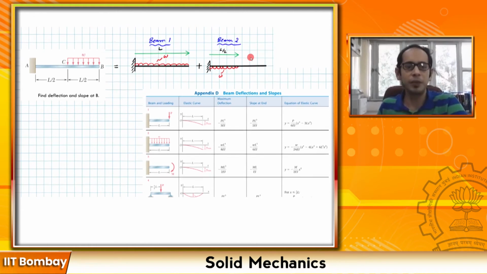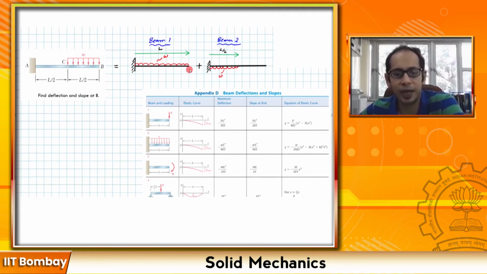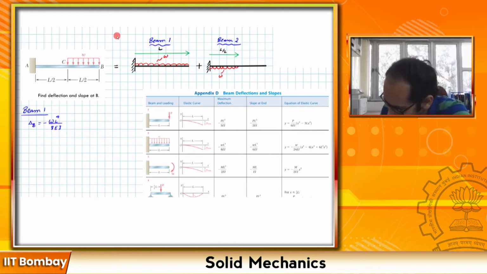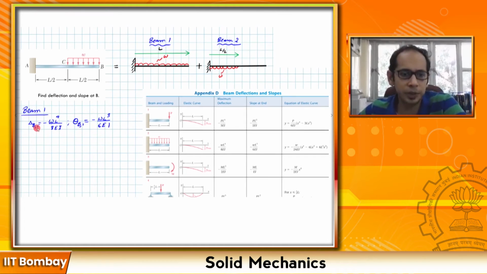So for the beam 1, I can directly use the table and write the deflection and slope at B. Now remember, eventually if I can find the deflection and the slope at the end B for this beam over here and add it to the deflection and the slope at the end B for this beam over here, I should get the deflection and the slope at B in the original beam. So let me first write for beam 1 directly from the table. So this subscript 1 here refers to beam 1. So I've directly taken these values from the table and I've put it over here.